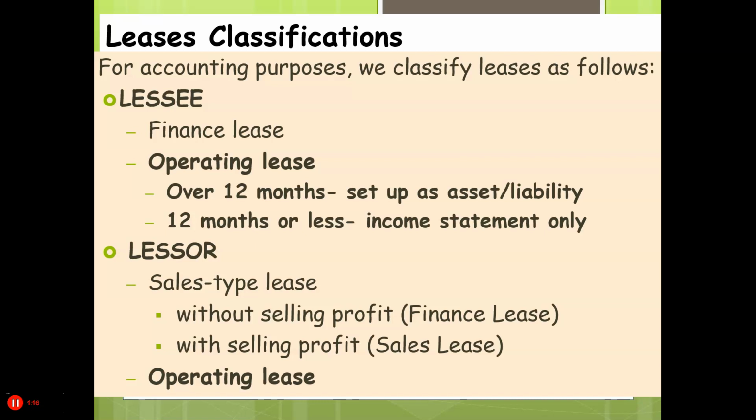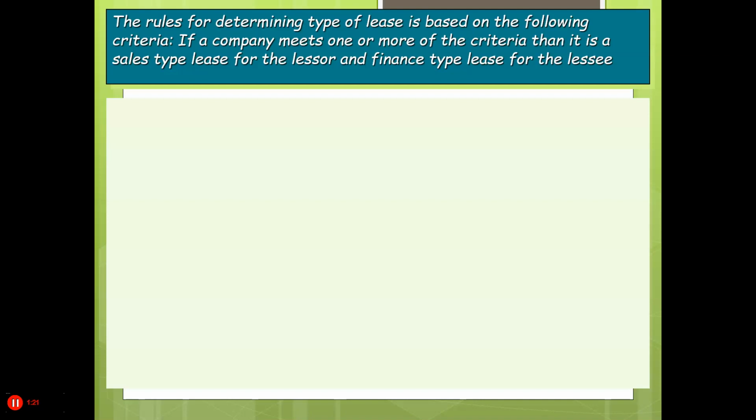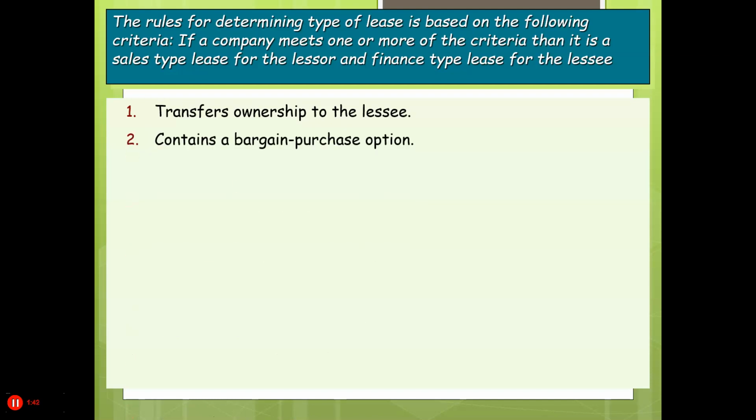Now, how do we figure out how to categorize these leases? Well, we have guidelines. The rules for determining the types of lease are based on the following criteria. If you meet one of them, then you have a sales type lease for the lessor and a finance type lease for the lessee. So here we go. If there is transfer of ownership to the lessee, or if it contains a bargain purchase option. That means at the end of the term, say the equipment is valued at $100,000, you can buy it for $10,000. That would be considered a bargain purchase, since that's less than the fair market value.